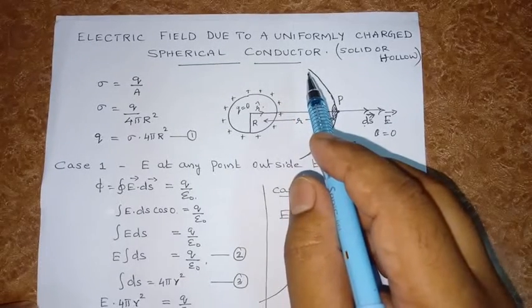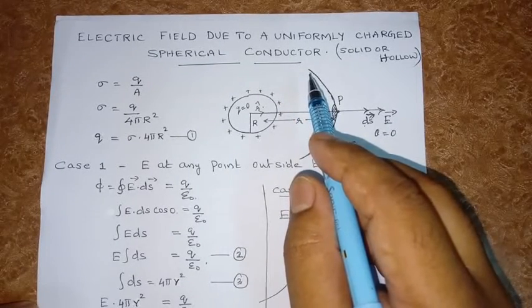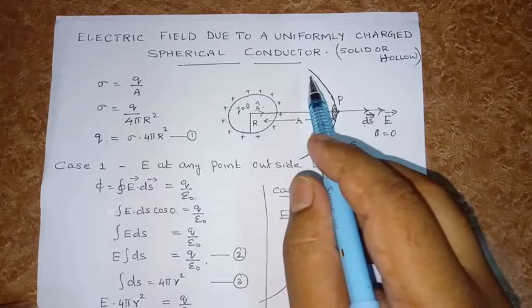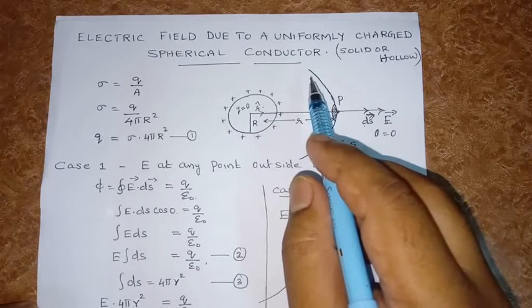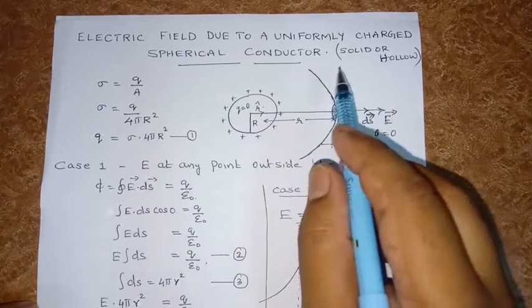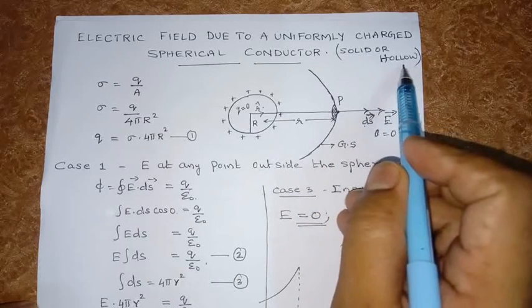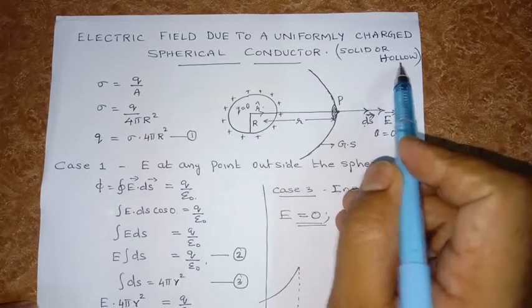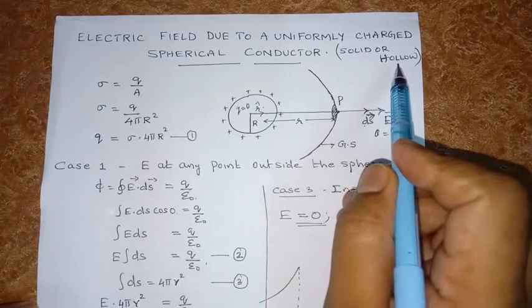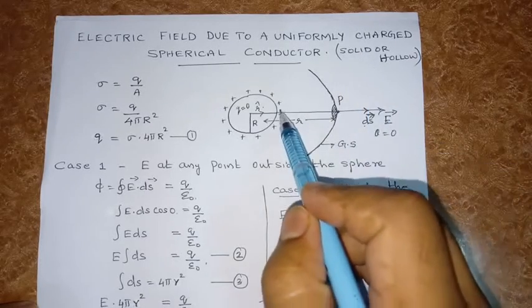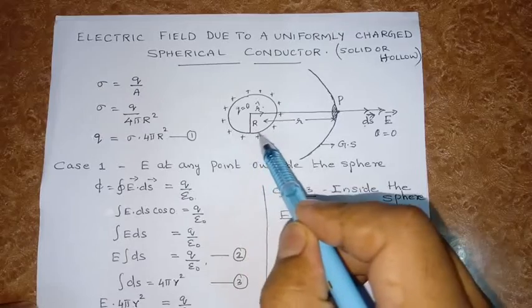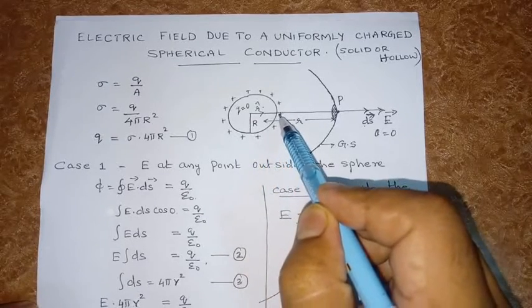Let us discuss one more application of Gauss's theorem, that is, electric field due to a uniformly charged spherical conductor. That spherical conductor may be either a solid one or a hollow one. Hollow means the interior is hollow. Whether it is a solid conductor or a hollow conductor, the charge given will be uniformly spreading on the surface only. So that is one of the specialities of the conductor.